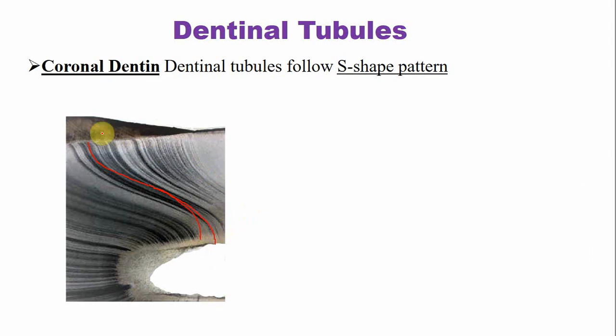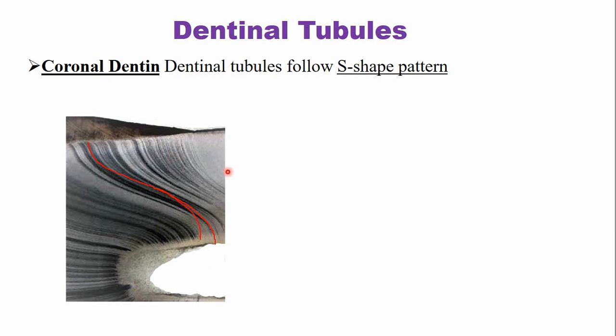This S-shaped pattern is basically due to the crowding of the odontoblasts when they travel from a larger surface area to a smaller surface area. During this pathway, there is deletion of some odontoblasts by a process known as apoptosis. Apoptosis is basically programmed cell death.